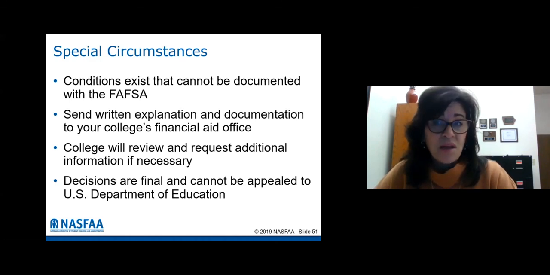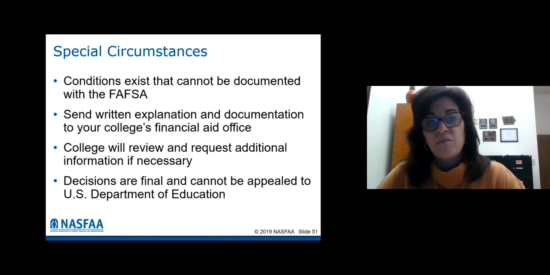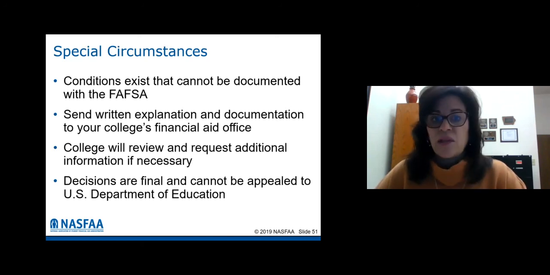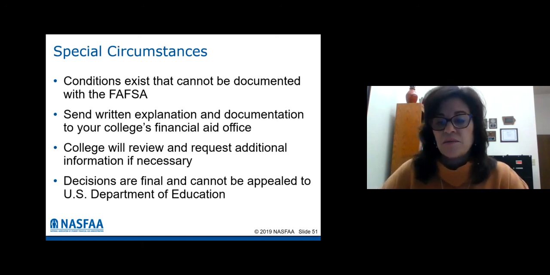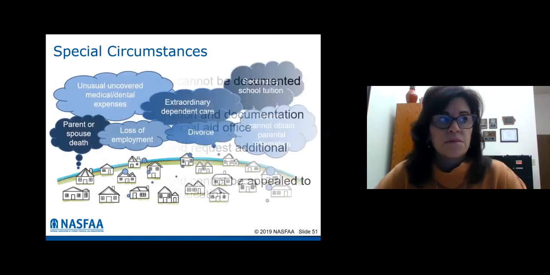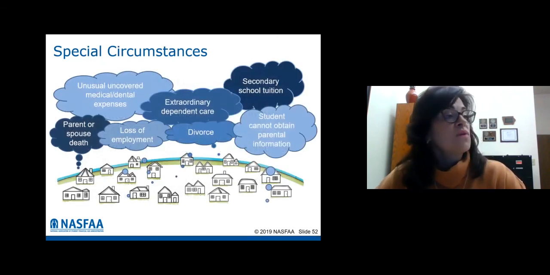But I think it's really important this year for you to understand that this exists because, like I said, a lot of family situations have changed, and our federal government wants us to be fair and encourages us to look at you in a different light if something like that has happened, okay? And so here are some examples of special circumstances.